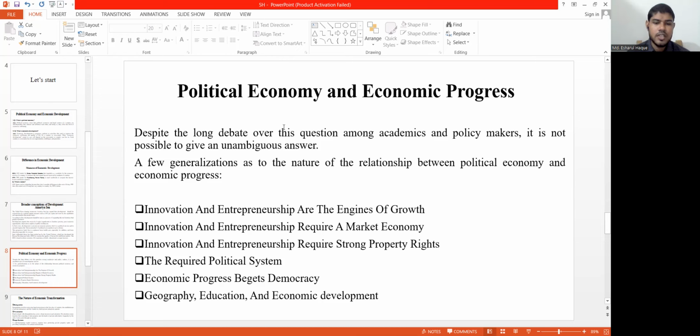Geography, education, and economic development. Geography means the area of a country. Education means the basic skills and knowledge related to the society, norms, culture, and so on. And economic development means a long-lasting growth of a nation. So, a political economy and economic progress has all of these features.